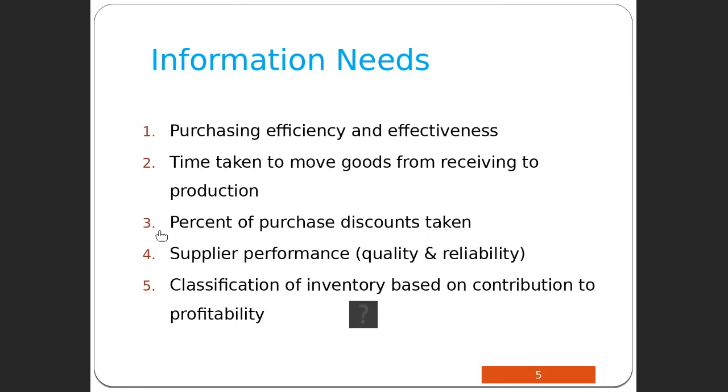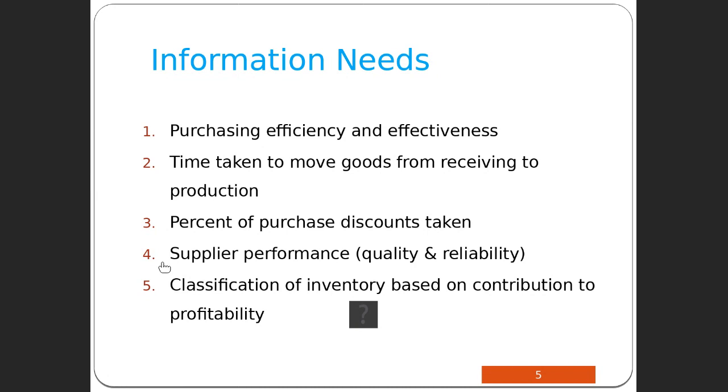Number 3, percent of purchase discounts taken. So let's say 50 suppliers offer you discounts and you only take advantage of 5 of those offers. That means you're losing the money that is offered by 45 other vendors as a discount. So you want to know how many of those you're taking. What is the percentage? You're only taking the offer from five suppliers, and 50 of them offer the discounts. That means you're only taking advantage of 10% of those offers. And that means you're leaving money on the table. If you have cash, you should try to take the discount. 2% of a large amount is a large amount.